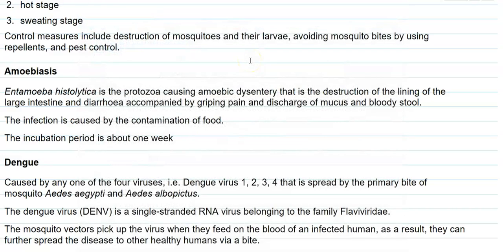Now, the symptoms of Entamoeba histolytica in the individual are destruction of the lining of the large intestine and diarrhea accompanied by gripping abdominal pain as well as discharge of mucus and blood in the stool or feces. The infection is caused mainly by eating contaminated food, that is, when food containing this Entamoeba is eaten, it can cause this disease. The complete period of the disease progression in an individual is around 1 week.